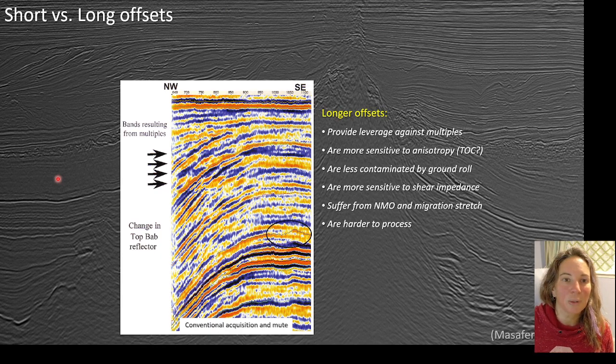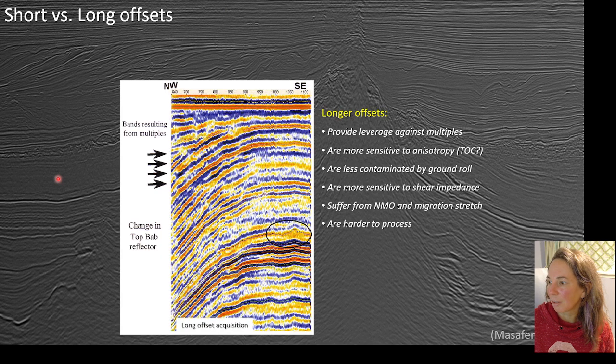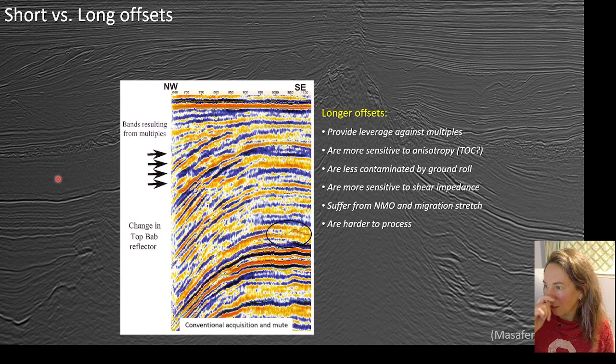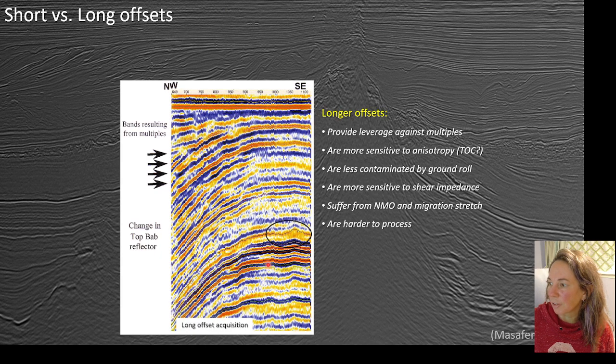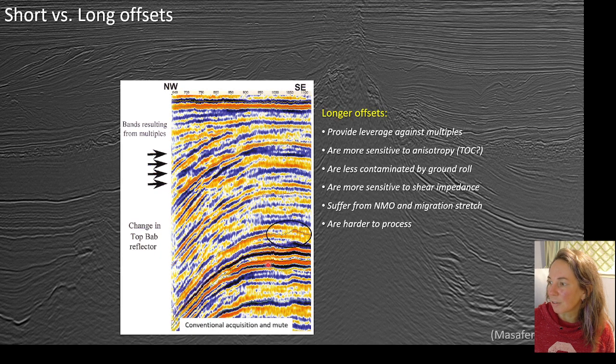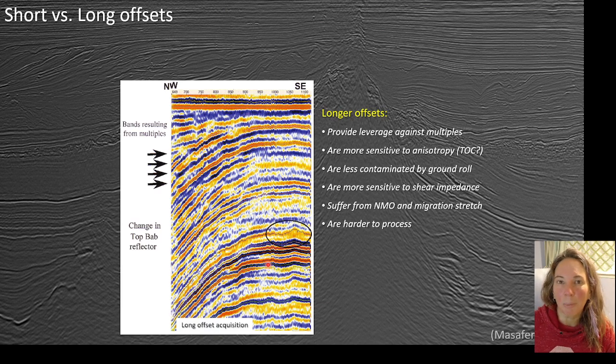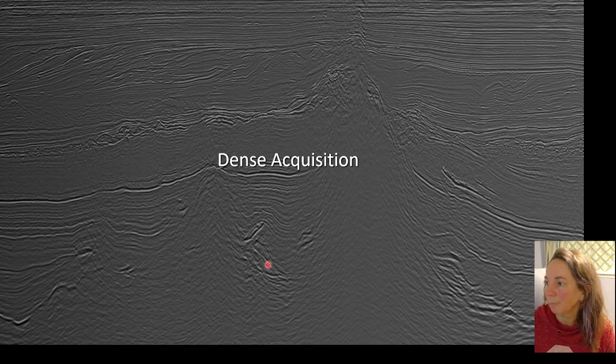But let me just show you an example of this. Here we've got our short offset and then our long offset. You can see with the short offset, applying a mute and then looking at this area of interest here from this 2004 paper, the difference in terms of the seismic horizon, the continuity of it, the structure of it. You think about your confidence as a seismic interpreter.